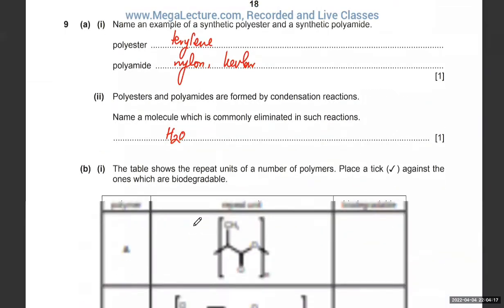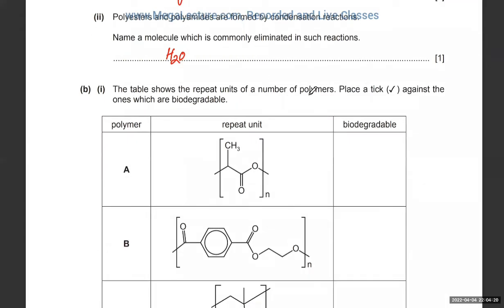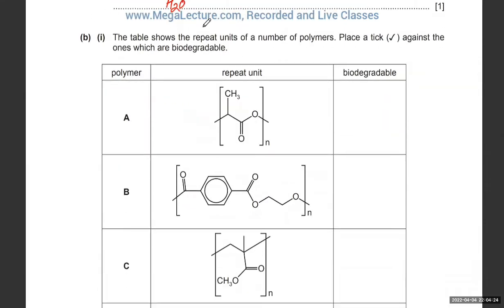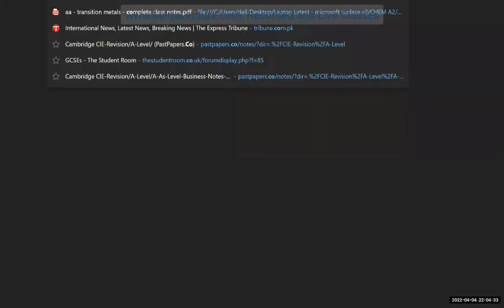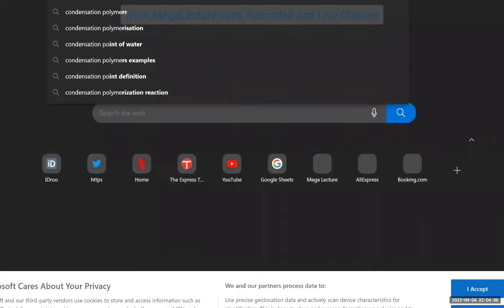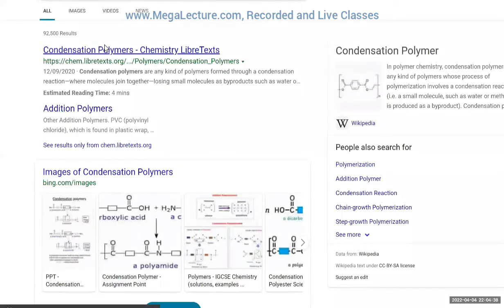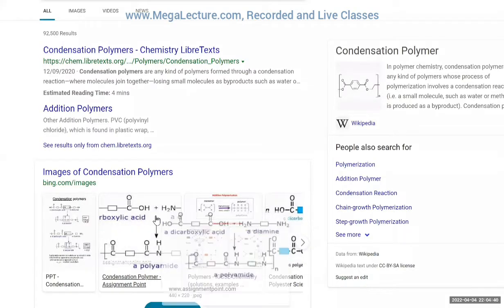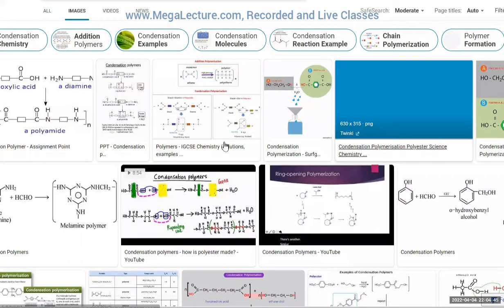The next part is: the table shows the repeat units of a number of polymers. Place a tick against the ones which are biodegradable. So I'm going to give you an idea about biodegradable polymers. Let me just add one second. Condensation polymers. I'll give you first a very quick brief overview of what condensation polymers are, and I'm going to add this to the notes over there.